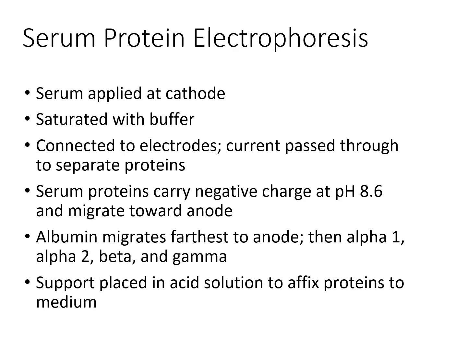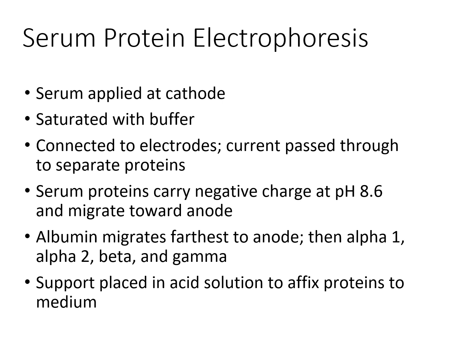Then we have serum protein electrophoresis, or SPE. So the procedure for this really is the serum is applied at the cathode end of the electrophoresis medium. The medium is then saturated with a buffer to maintain the pH. Electrodes are connected and an electrical current is passed through the medium to separate proteins, which are based on their charge and size. So the principle of this is essentially the serum proteins carry a negative charge at pH 8.6. And due to this charge, proteins can migrate towards the anode, which is the positive electrode.